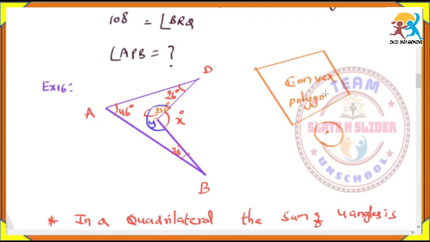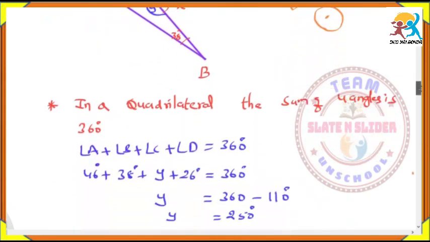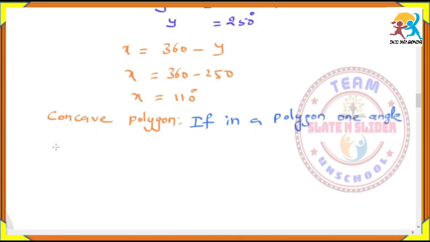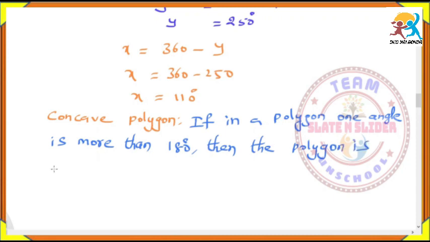What is the definition of concave polygon or concave quadrilateral? If in a polygon one angle is more than 180 degrees, then the polygon is called concave polygon.